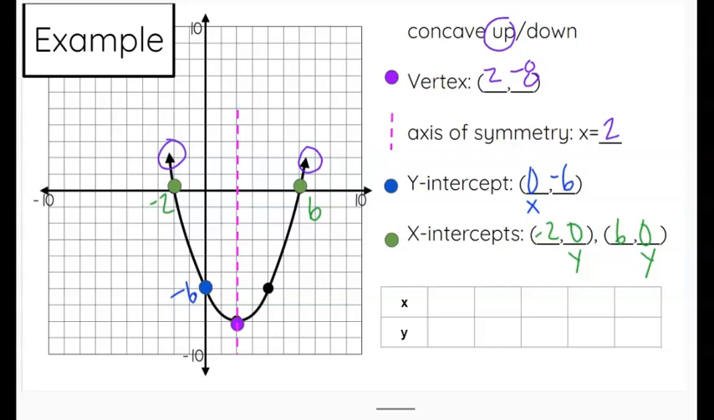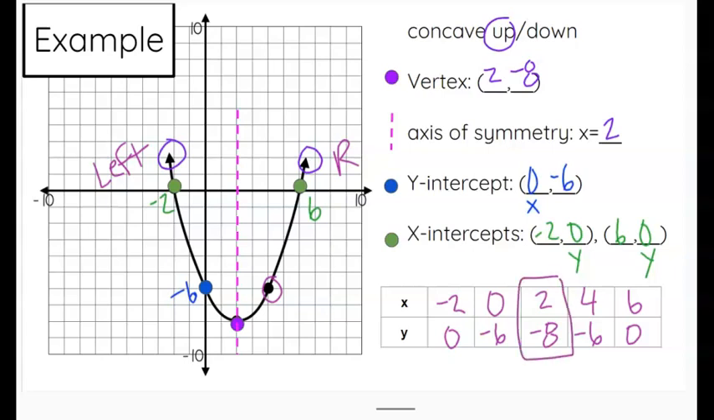All right, and then again, we are going to create that table. Again, we will start on the left-hand side, and we will work our way to the right-hand side. So we'll start with that -2, 0 point. So -2, 0. And then we go to our y-intercept, so that's 0, -6. And then we go to our vertex, which is 2, -8. Then we go to this other point here that wasn't a special point, and that would be 4, -6. And then that last x-intercept of 6, 0. So again, the vertex does end up being in the middle. And then you see that symmetry of -6, -6, 0, 0.